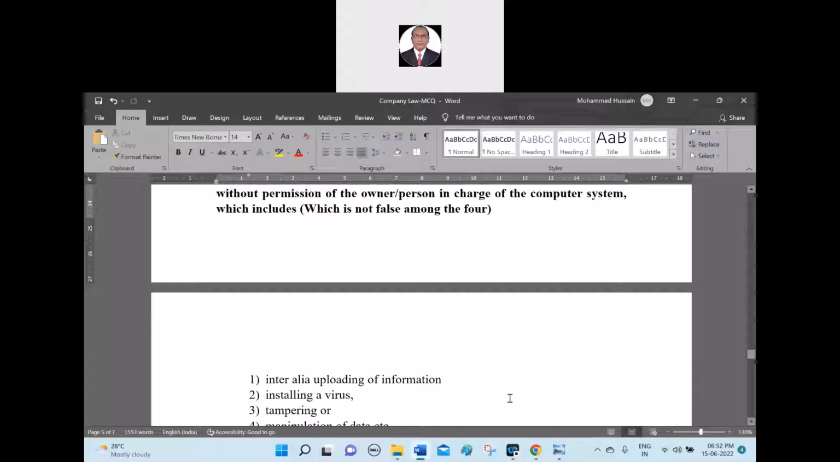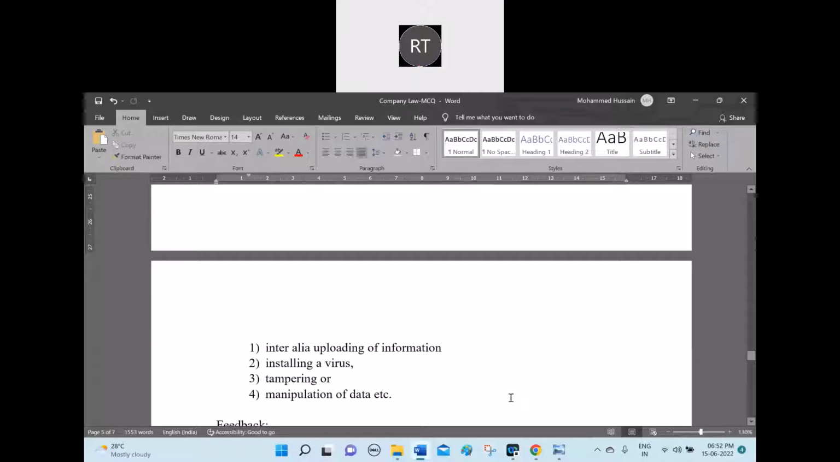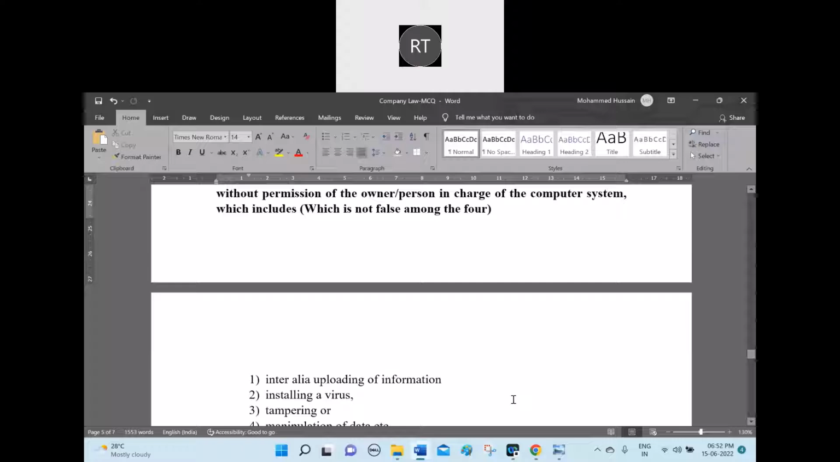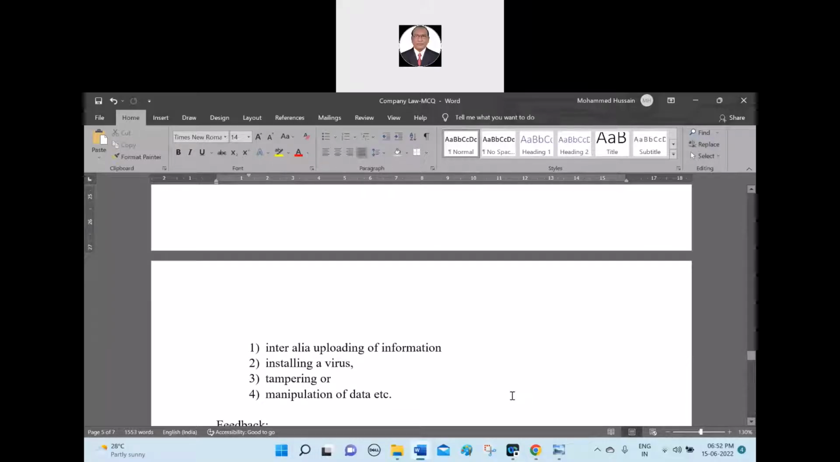Number one. What is the mistake? Number one, sir. Why do you say number one? Give me the reason. Uploading of information may not cause much loss, whereas manipulation of data and tampering do. What would be the exact wording? Installing a virus spoils the system, damages the system. Tampering also damages the system. Manipulation of data also.